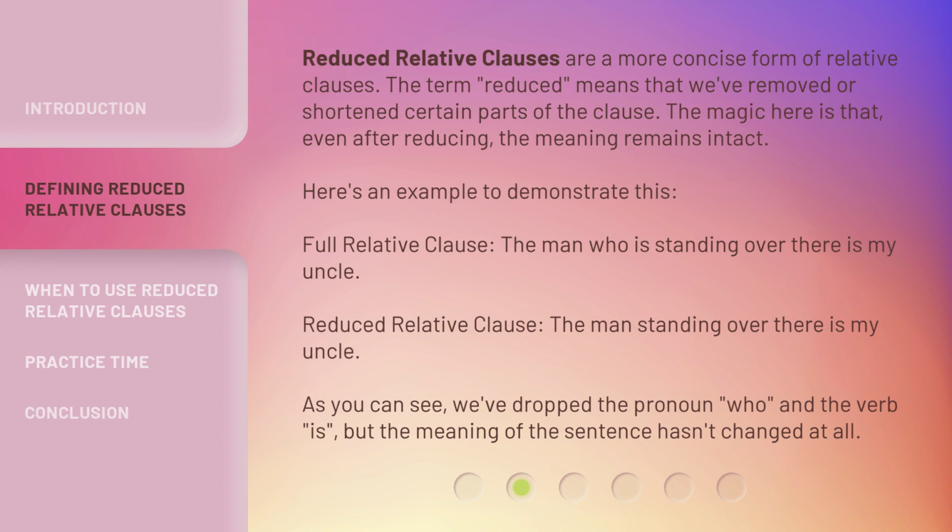Full relative clause: The man who is standing over there is my uncle. Reduced relative clause: The man standing over there is my uncle. As you can see, we've dropped the pronoun who and the verb is, but the meaning of the sentence hasn't changed at all.